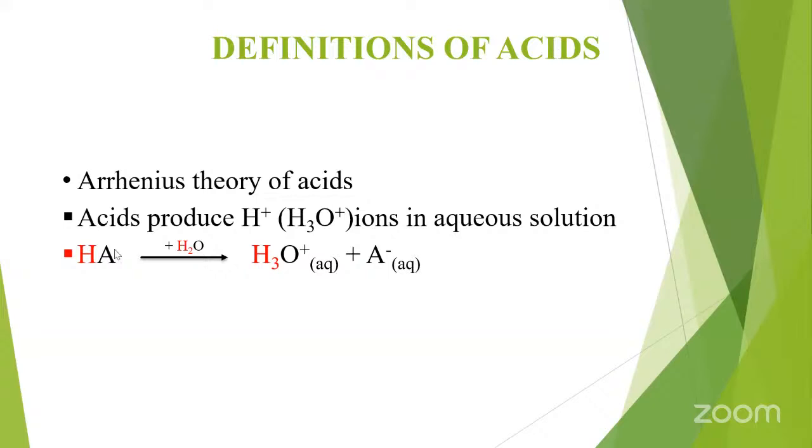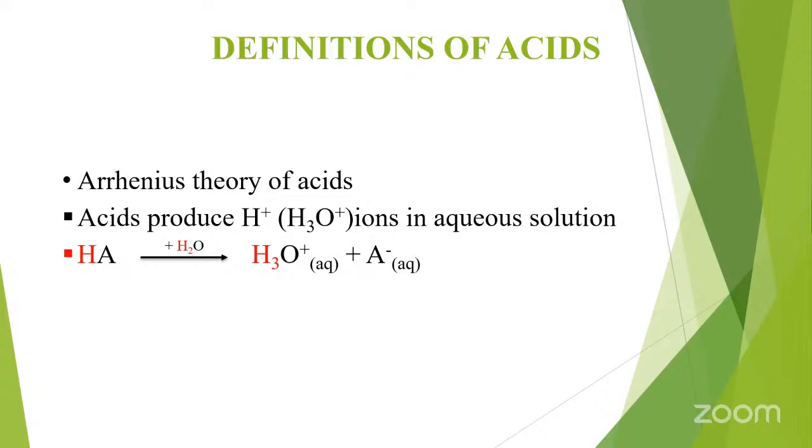So look at this type of example. Let's say we are using HA to represent an acid. This H is the hydrogen ion. The A is like the anion connected to it. Like we have H plus Cl minus. The chloride ion is the anion. The hydrogen ion is the positive ion. So you can have HCl as an example of an HA type of acid.